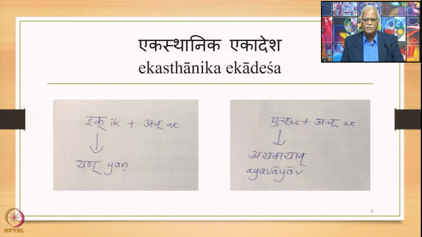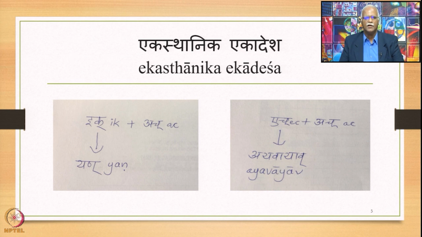We said that ekasthanika ekadesha has these two instances. If you have ik followed by ach, then in place of ik, yan is the substitute. This is the first instance. And the second instance is ech followed by ach, and ech is substituted by ayavayav. These are the two instances of ekasthanika ekadesha, and we have studied them in detail.